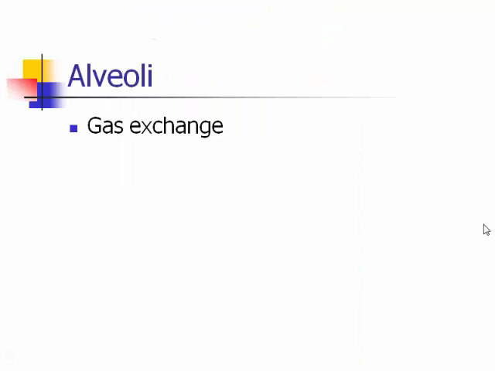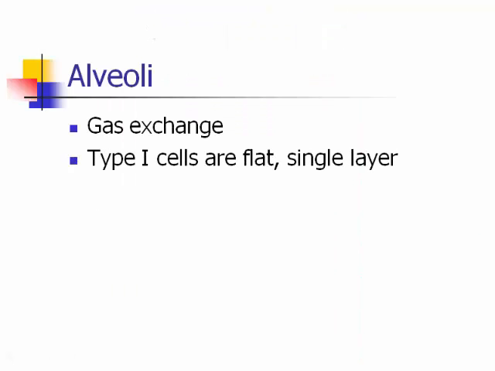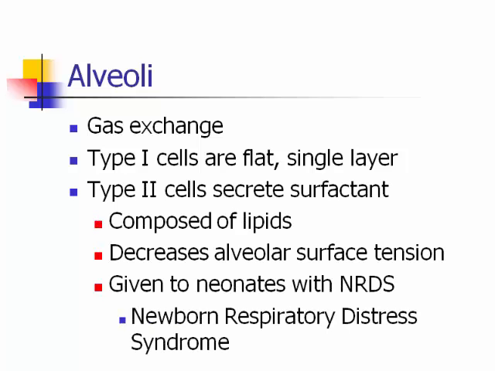So the alveoli have gas exchange. There are the type 1 cells. They're flat, single layer. Type 2 cells secrete the surfactant. Now surfactant is a thin fluid composed of lipids, and its purpose is to decrease the alveolar surface tension.